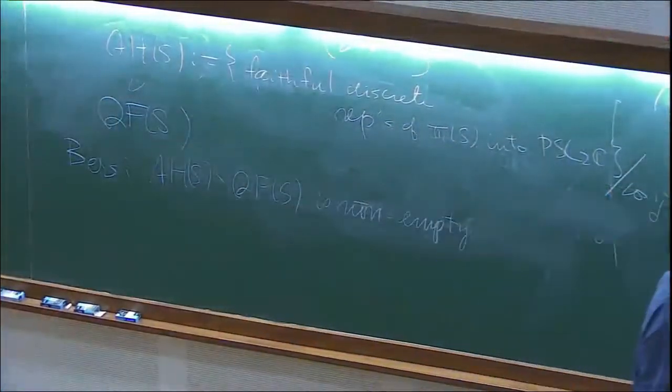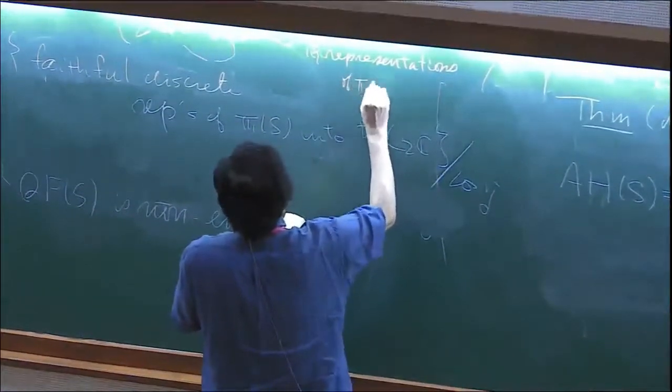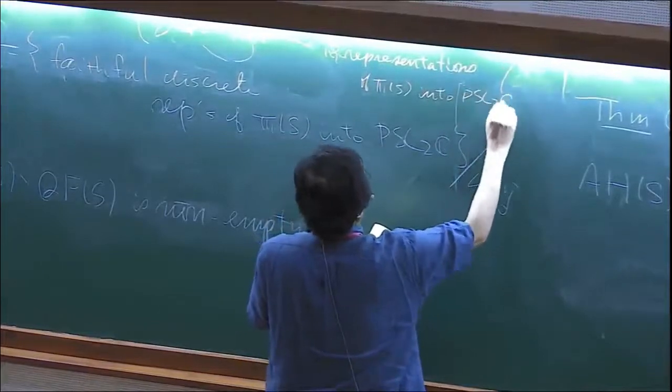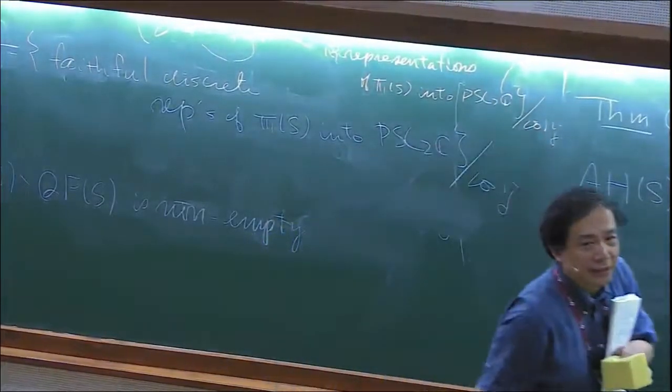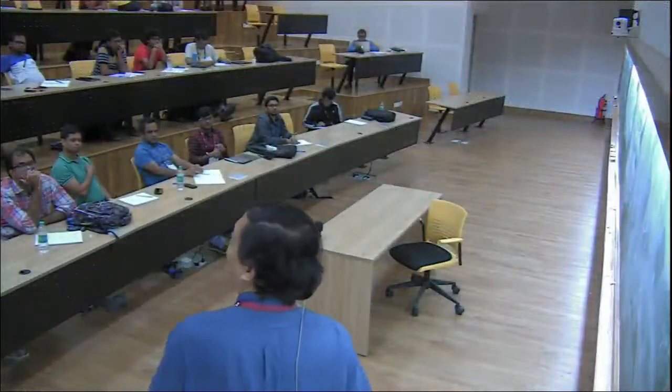Actually, we don't have the complete picture of AH of S. This is a very complicated kind of space. Actually, it's not a manifold in the topological sense, so it's not a topological manifold, and it has singularities. And there are many things happening on the boundary of the space of representations of pi 1 of S into PSL2C modulo conjugacy. Well, it's sometimes called the character variety of pi 1 of S.